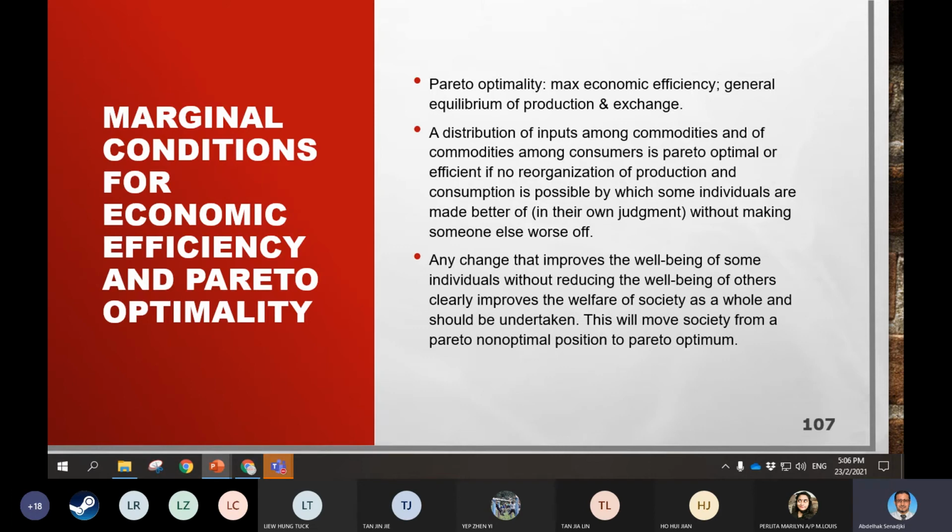We are in a Pareto non-optimum, so we should move forward and reach the Pareto optimum. When we reach there, it is impossible for us to reallocate production in order to improve society. At that point, it's done.